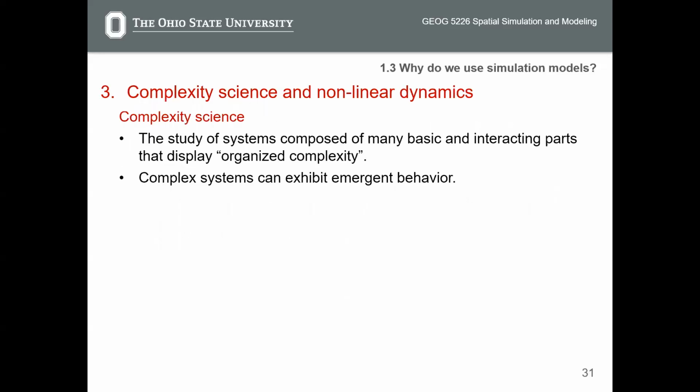Okay, the third reason is that complexity science and nonlinear dynamics require simulation models in order to study them. Okay, so complexity science is the study of systems composed of many basic and interacting parts that display organized complexity. And complex systems can exhibit something called emergent behavior.